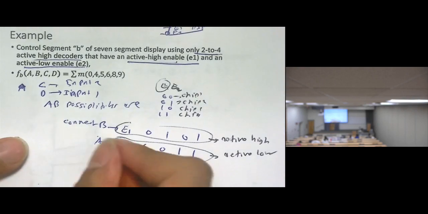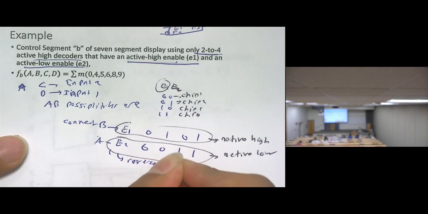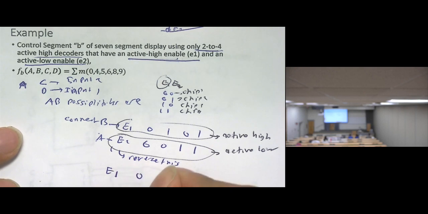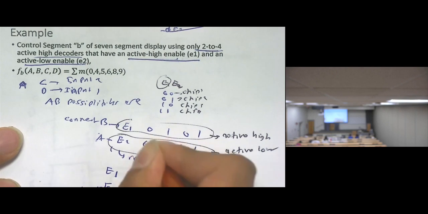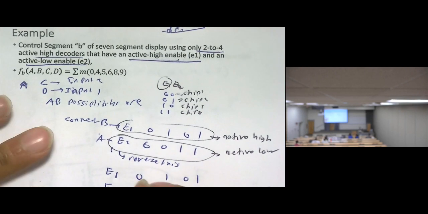So since this one is active low, I'm going to reverse this. E1 will be the same as usual, which is 0, 1, 0, 1, while E2, because it is active low, is going to be the opposite of this, which is 0, 1, 1, 0, 0. Okay? So I can connect this to chip 1, chip 2, chip 3, chip 4.